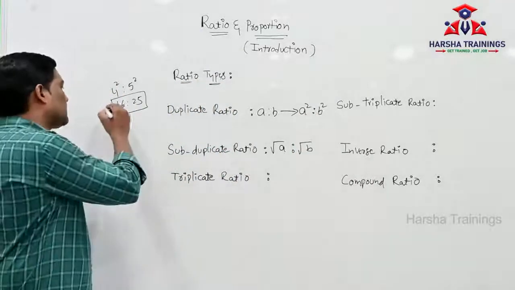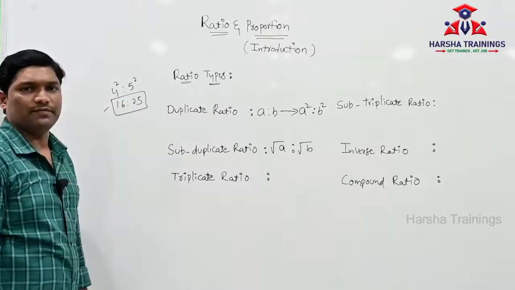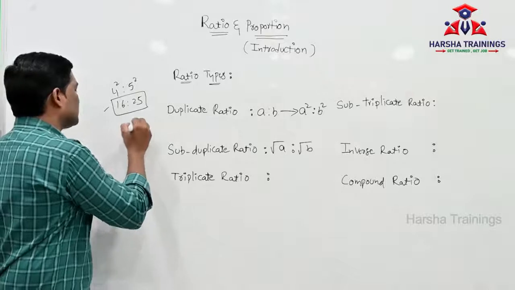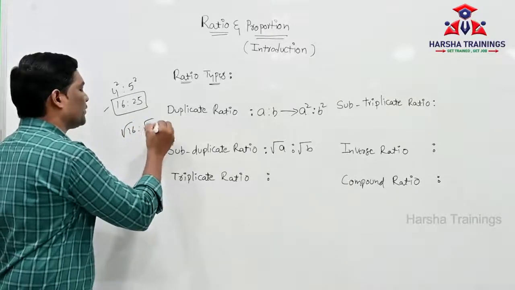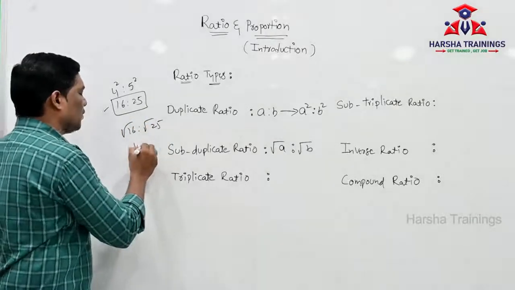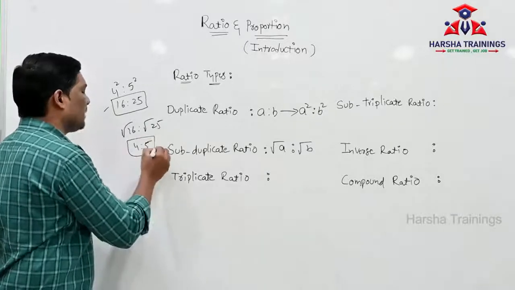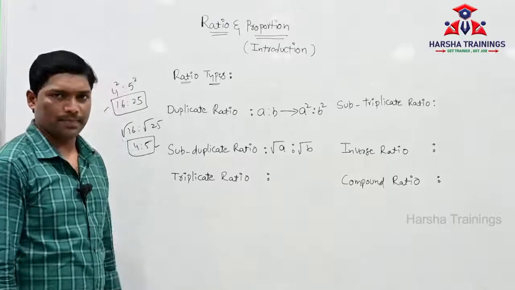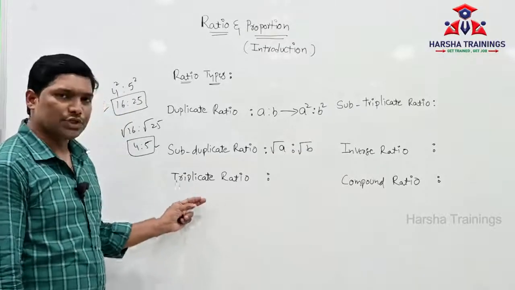For example, 16 is to 25. Find out the subduplicate ratio. So root of 16 is to root of 25. What is the answer, guys? So 4 is to 5. The subduplicate ratio formula is root of A is to root of B. And coming to the next one, triplicate ratio.